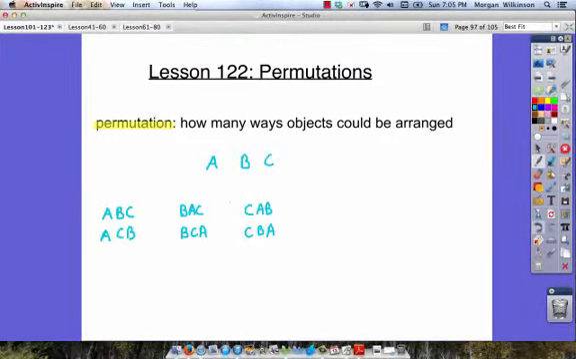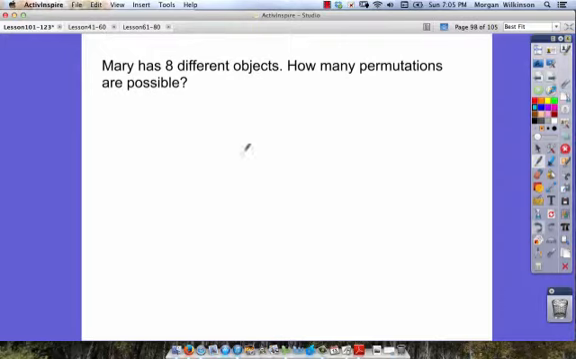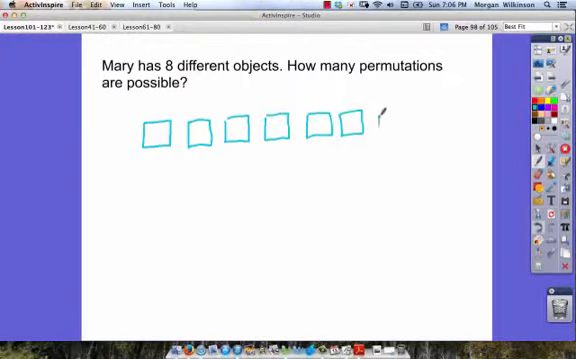Let's look at another example. Mary has 8 different objects. How many permutations are possible? So how many ways could those 8 different objects be arranged? So if we've got 8 objects, we want to make 8 different boxes. We've got 1, 2, 3, 4, 5, 6, 7, and 8.